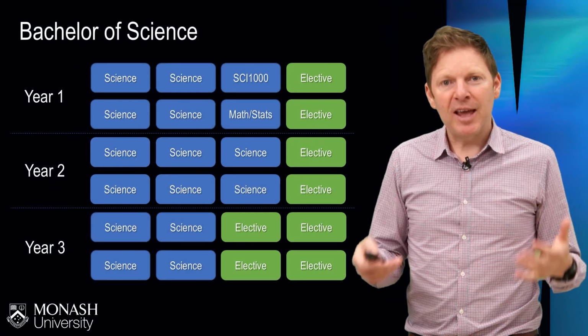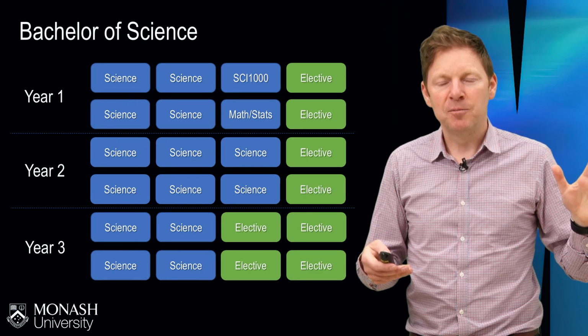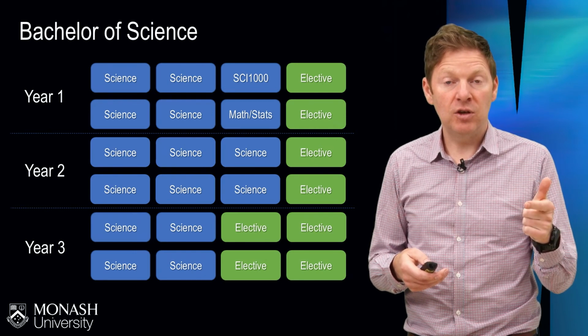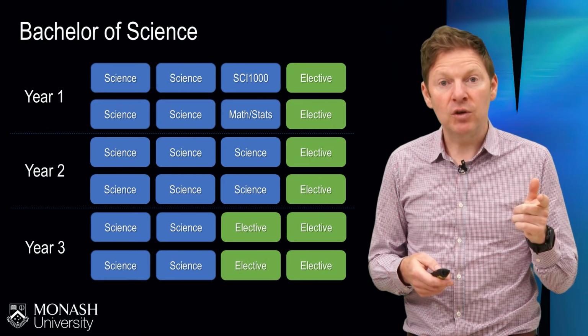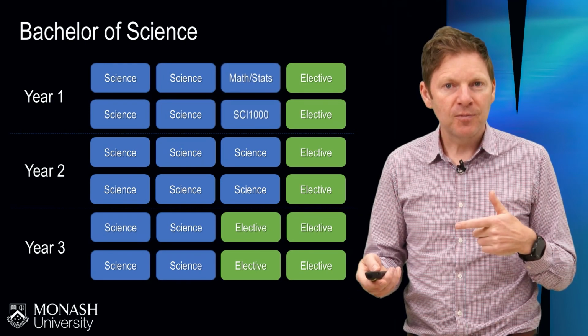So I'm coming to the end of the video. This is what your course will look like towards the end. So don't forget, you've got the science communication unit and the maths stats unit, which should be done in the first year of your course, but you can do them in whichever order you want.